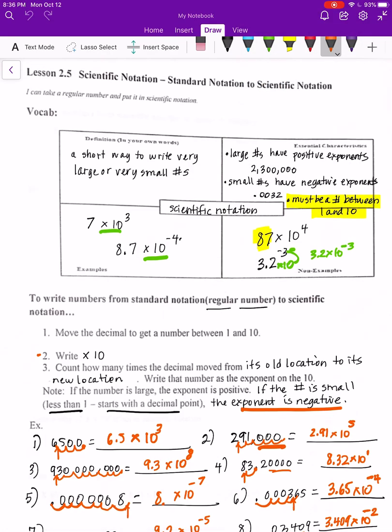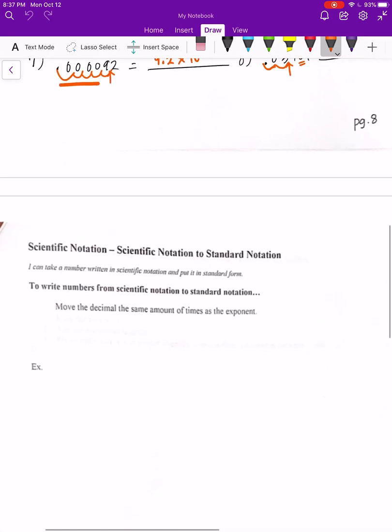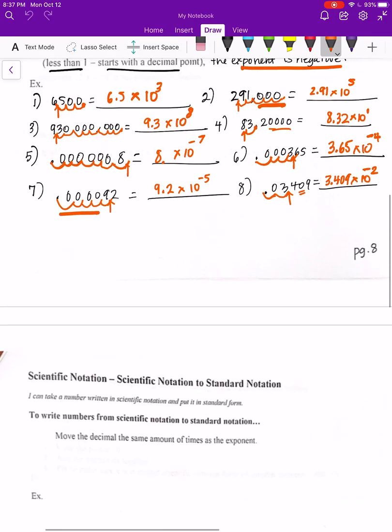So lesson 2.5, part 2, scientific notation. We were doing standard to scientific yesterday. So now we're going to move and do just the opposite. We're going to do scientific to standard. So in other words, from our notes from yesterday, we're going to start here and move over there.